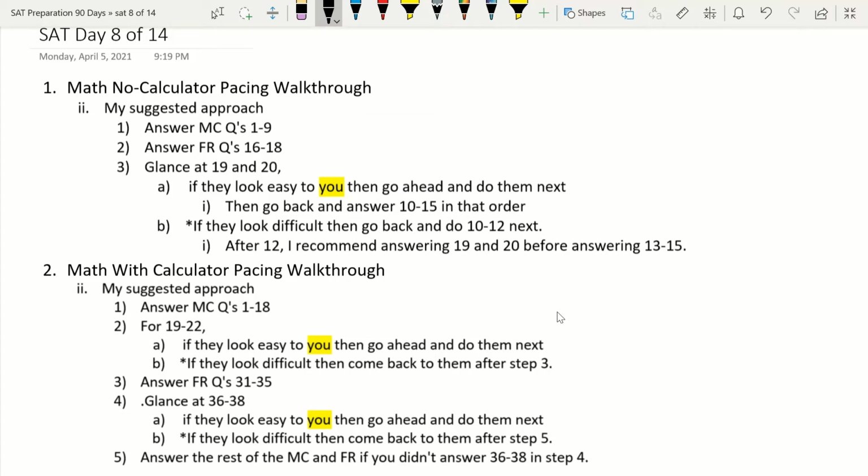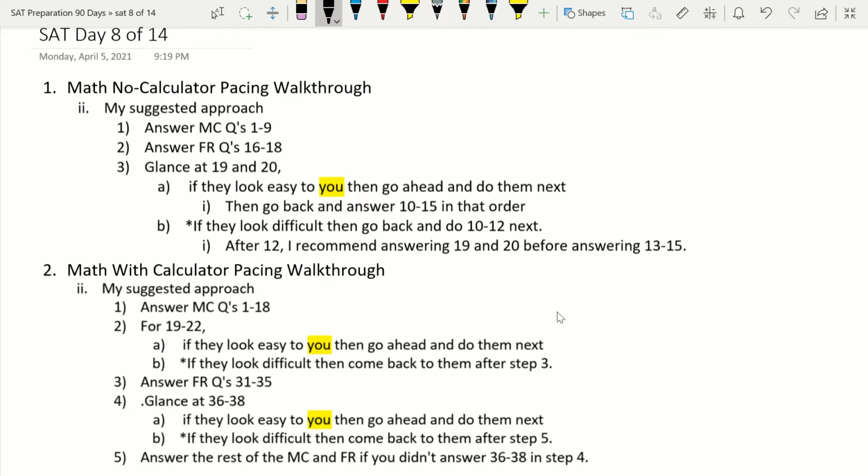Today is day 8 of 14, and today we're going to be covering a pacing walkthrough of the math no calculator section and a pacing walkthrough of the math with calculator section. So just like I did a pacing walkthrough of the SAT writing section yesterday, where I treated the writing section like I was taking it on a real SAT and showed you the same pacing strategies that I outlined in yesterday's video, I'll be doing the same thing today with the math no calculator section and the math with calculator section.